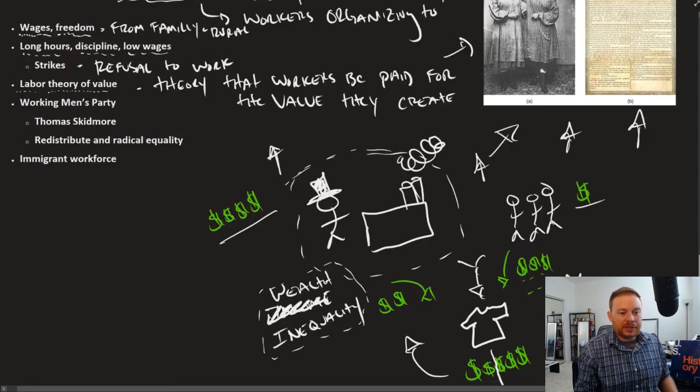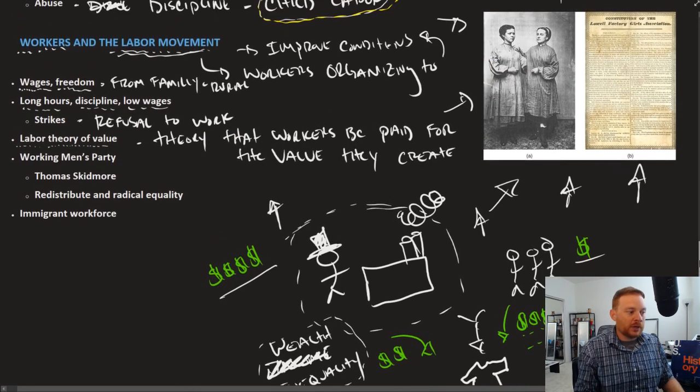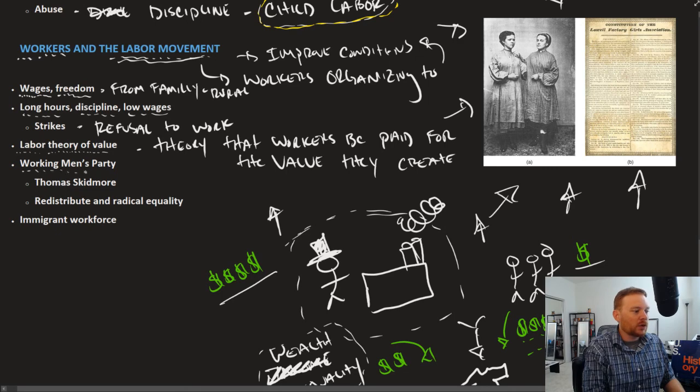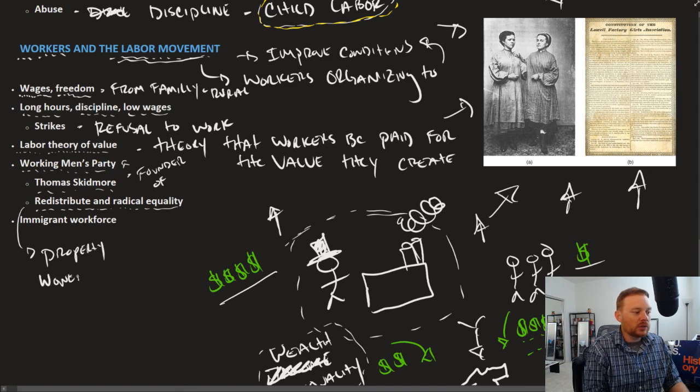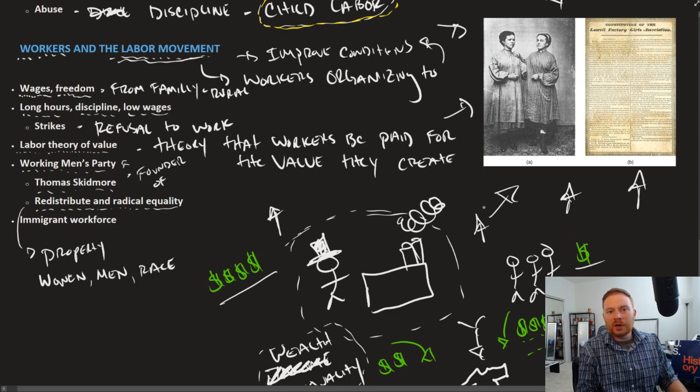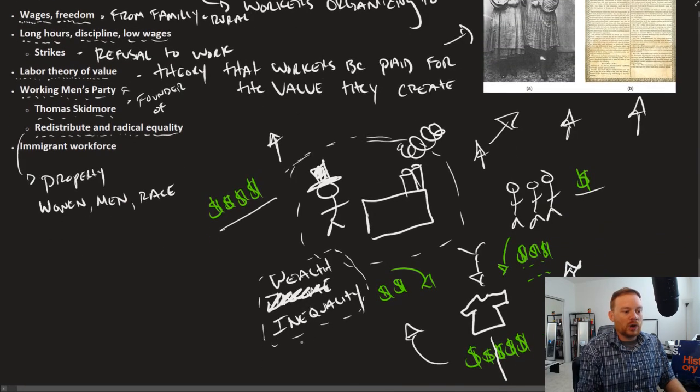And so in order to organize and fight back, there were different organizations that were created by workers. The Working Men's Party, created by Thomas Skidmore. He is the founder of the Working Men's Party. And he proposed kind of some more radical ideas to help solve the problems that workers had. He proposed redistribution of property and a form of radical equality between women, men, and different racial categories, right? And that would be a way of helping to solve this problem of wealth inequality.